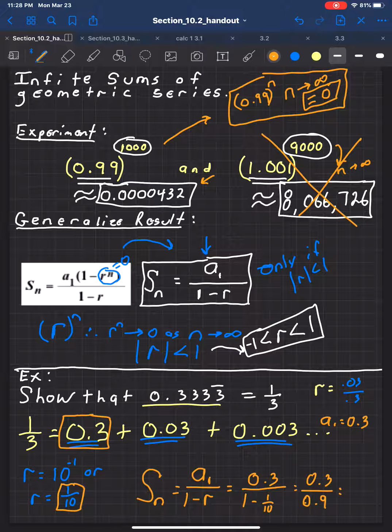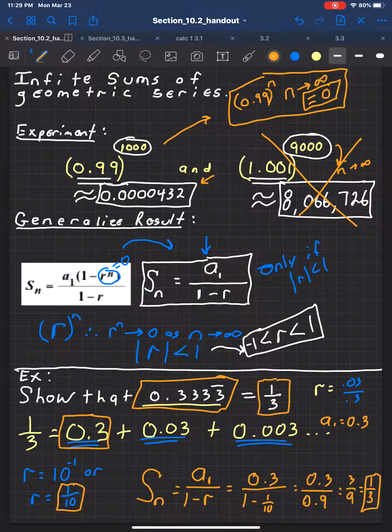Well, what is 0.3 divided by 0.9? Well, you know the deal. You move the decimals. That's just 3/9, which is 1/3. So look what you just did. If you find yourself tutoring some individual and they say, how is 0.33 forever really 1/3? Well, unfortunately, they should not have asked you that question, because, sorry, we were able to show that it is indeed 1/3.